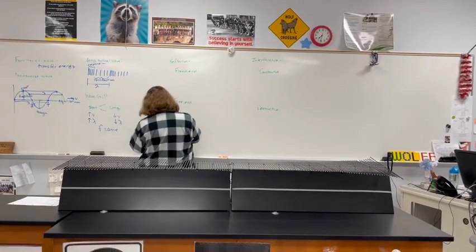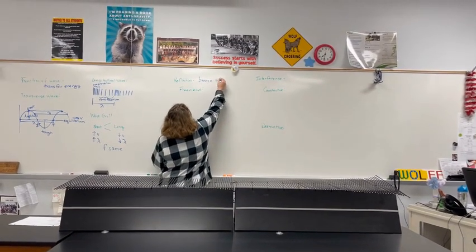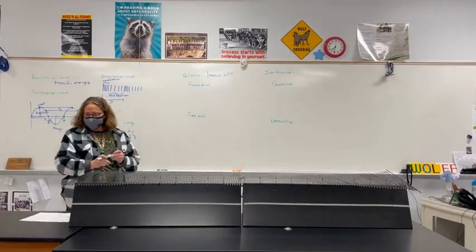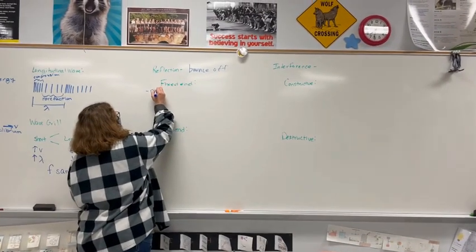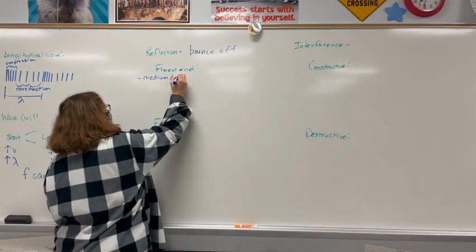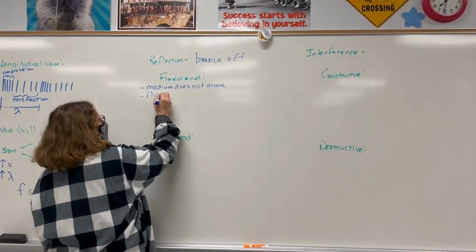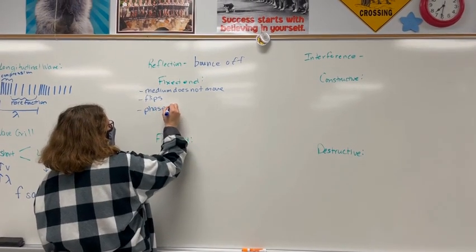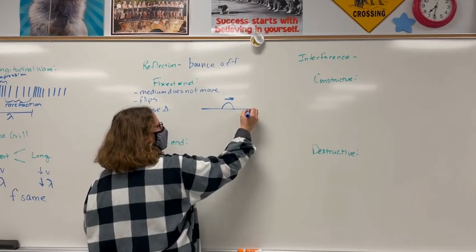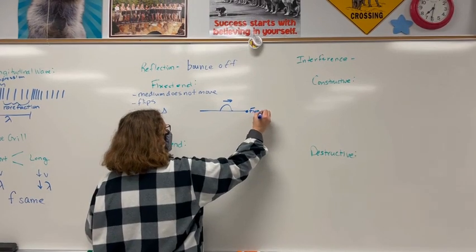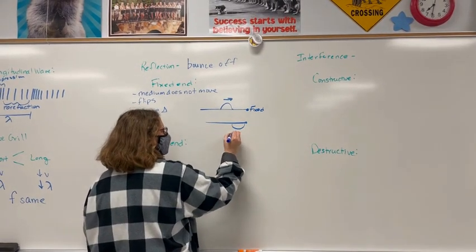Reflection basically means to bounce off. We have our fixed end reflection. So as I said, the medium does not move with the wave. It flips, and you have a phase change. So what does that look like? If I was to draw a pulse traveling in that direction, here is my fixed end. When it comes back, it's going to be traveling down and to the left.